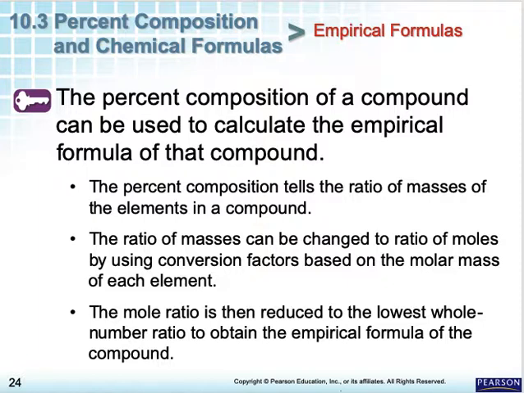Percent composition of a compound can be used to calculate the empirical formula of that compound. Percent composition tells you the ratio of masses of elements in a compound, and the ratio of masses can be changed to a ratio of moles by using a conversion factor based on molar mass. The mole ratio is then reduced to the lowest whole numbers to obtain the empirical formula of the compound. And again, like I told you, we're going to calculate that in class.